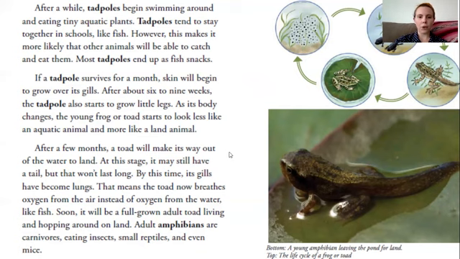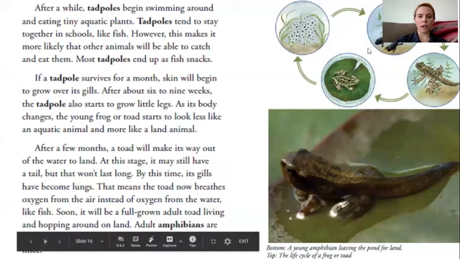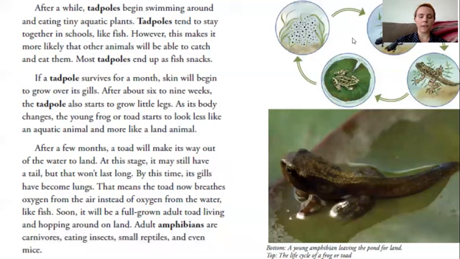After a few months, a toad will make its way out of the water to the land. At this stage, it may still have a tail, but that won't last long. By this time, its gills have become lungs. That means the toad now breathes oxygen from the air instead of oxygen from the water, like fish. Soon, it will be a full-grown adult toad living and hopping around on land. Adult amphibians are carnivores, eating insects, small reptiles, and even mice.